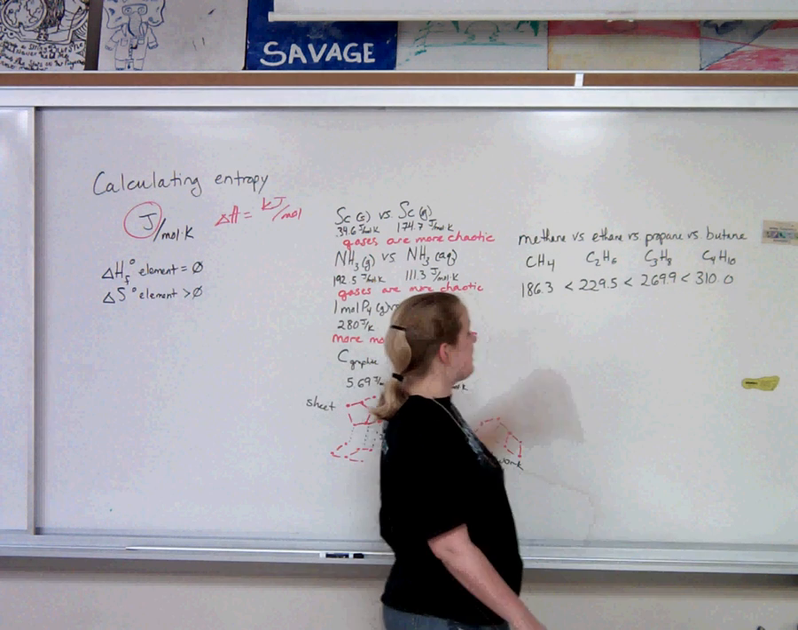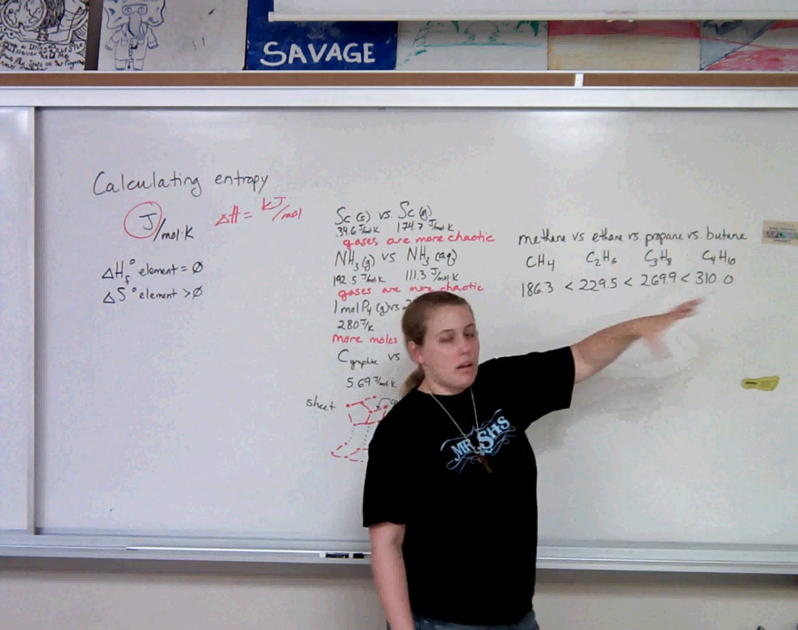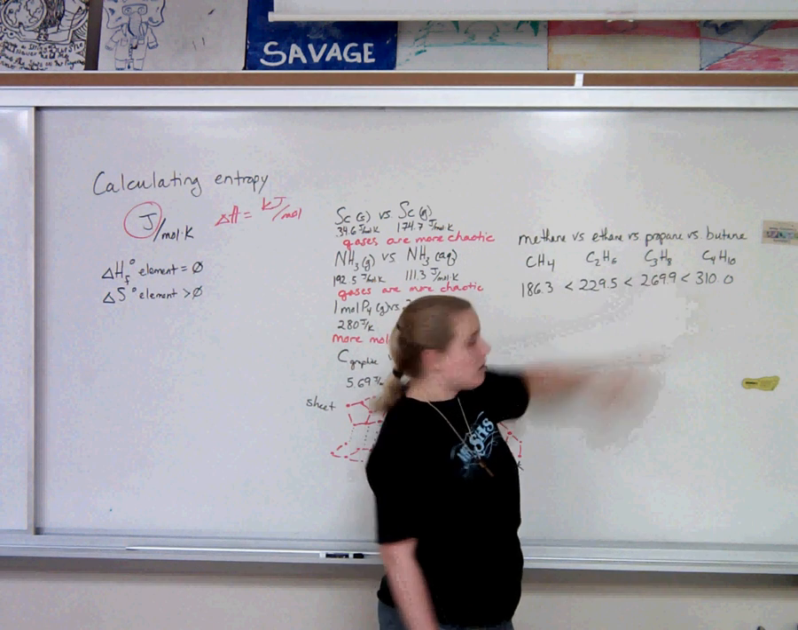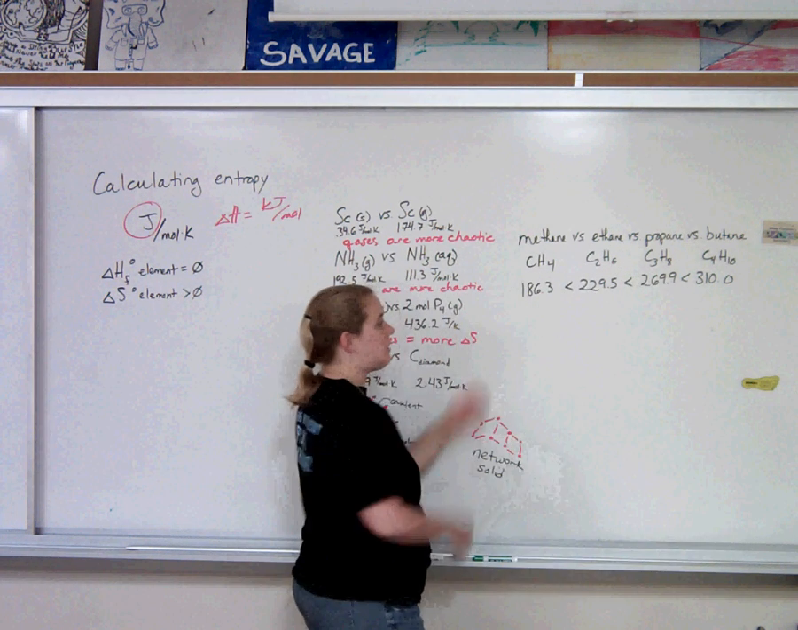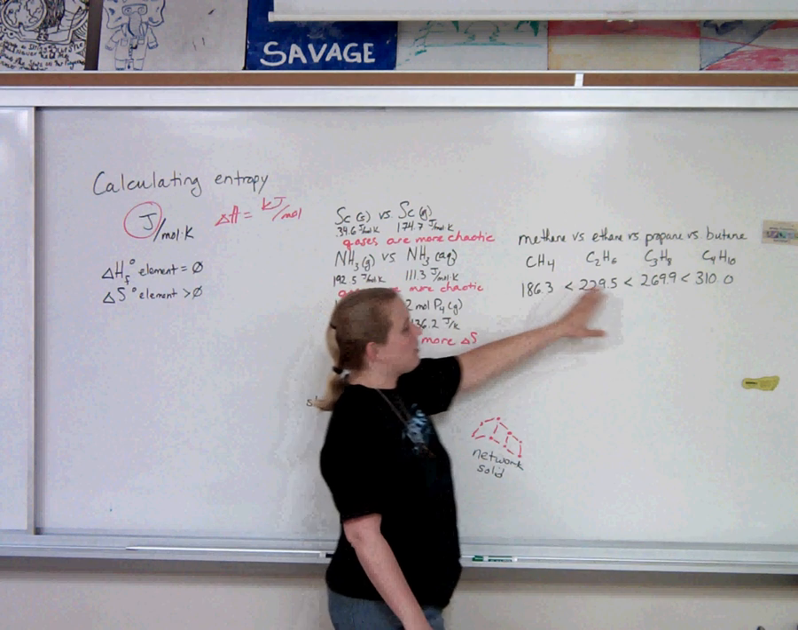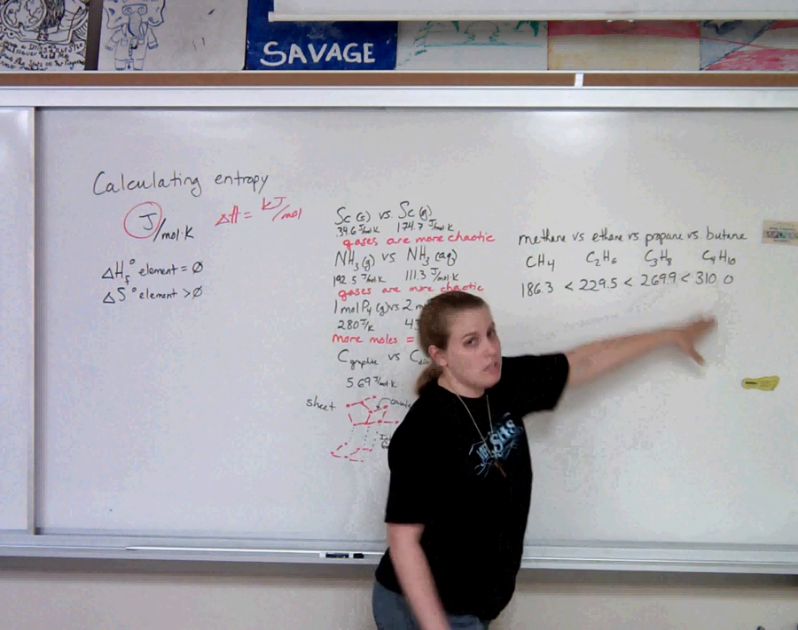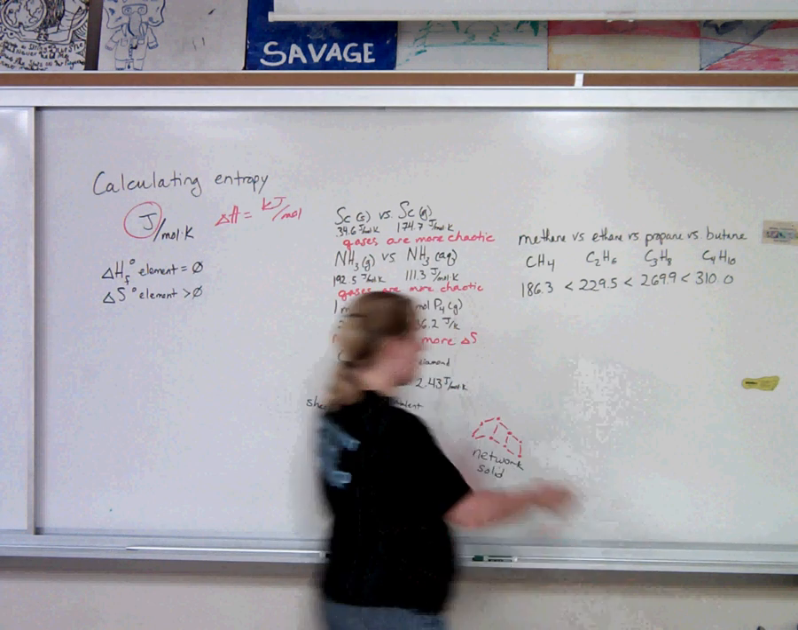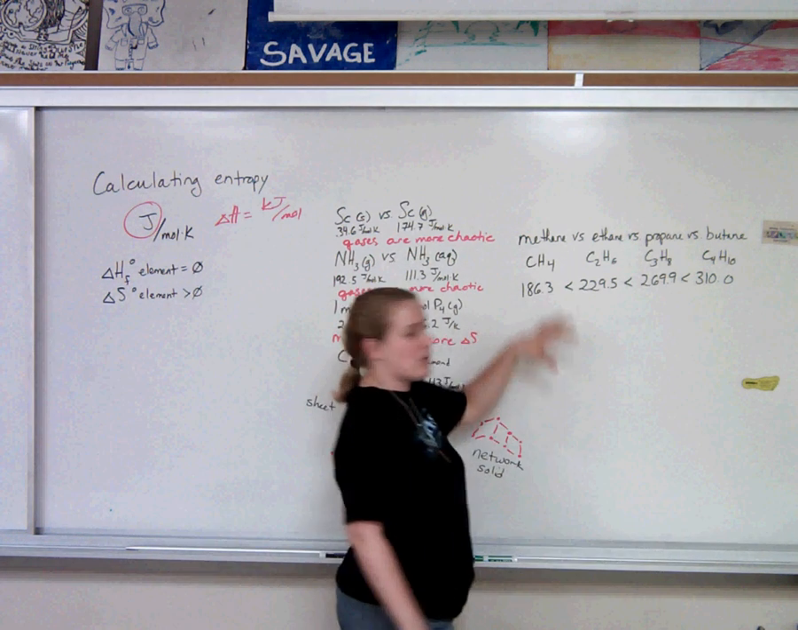Each of them contain exactly the same 2 elements. Each of them are gases. However, the entropy increases, 186.3 to 229.5, and so on and so on. Why is the entropy increasing when they're all gases? There's none of this network solid thing going on. We have the same number of moles.